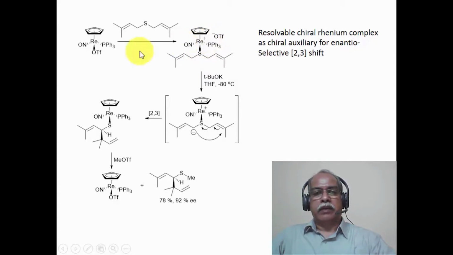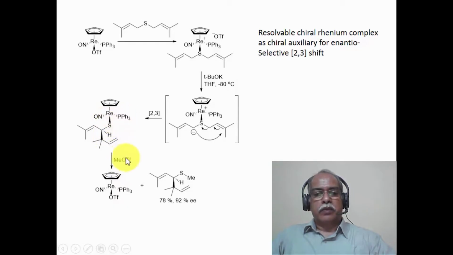The oxidation state of rhenium here is different from the oxidation state here. And the oxidation state here is +2, and probably here the oxidation state is again +2. If you represent it as a sulfonium ion, it would be +2 in this particular case also. The rhenium center is a chiral center, so the ylide that is generated undergoes a stereoselective 2,3 sigmatropic rearrangement to produce this sulfide. The sulfide can now be methylated, made into a triflate by treatment with methyl triflate, for example, with a simultaneous methylation of the sulfur.